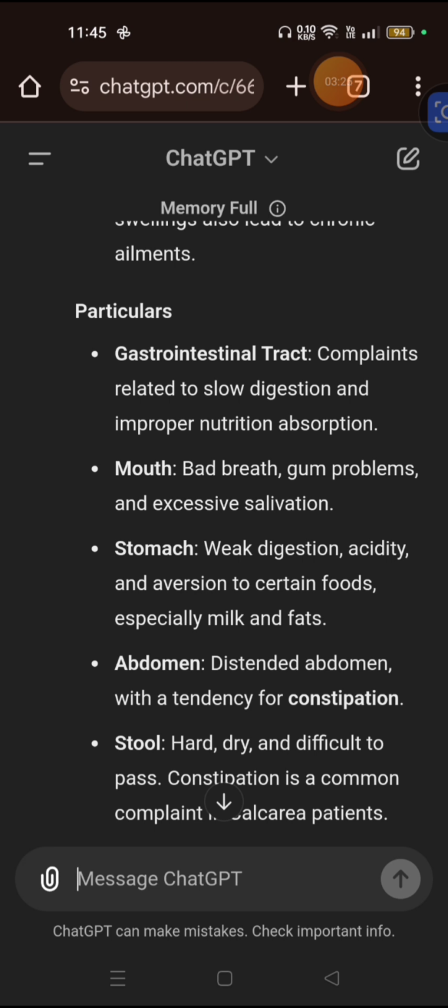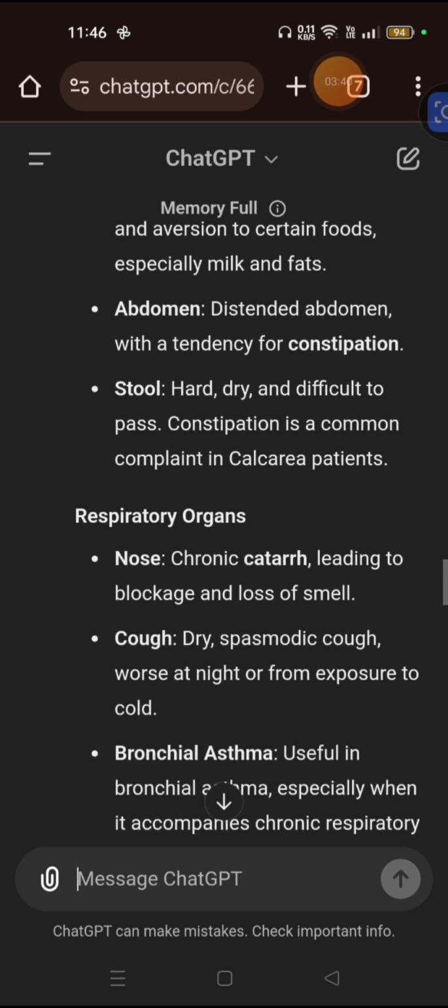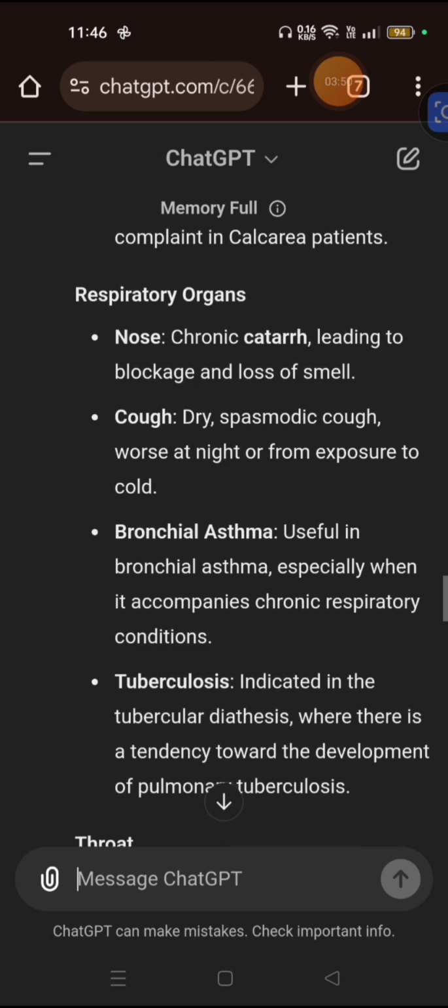Particular gastrointestinal tract complaints related to slow digestion and improper nutritional absorption. Mouth, bad breath, gum problems, and excessive salivation. Stomach, weak digestion, acidity, and aversion to certain foods, especially milk and fat. Abdomen, distended abdomen with a tendency for constipation. Stool, hard, dry, and difficult to pass. Constipation is a common complaint in Calcarea patients.